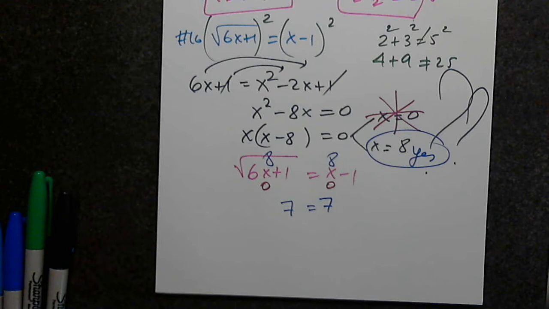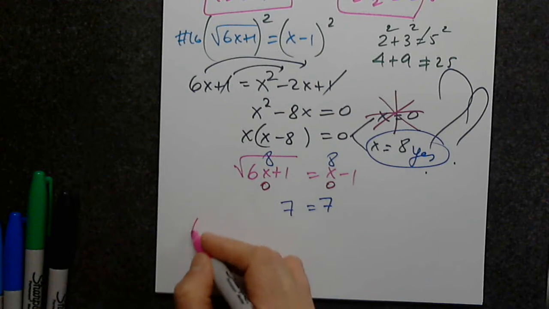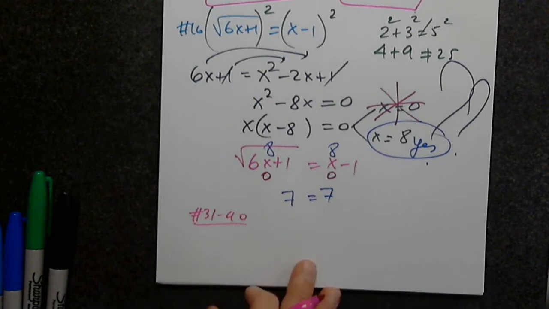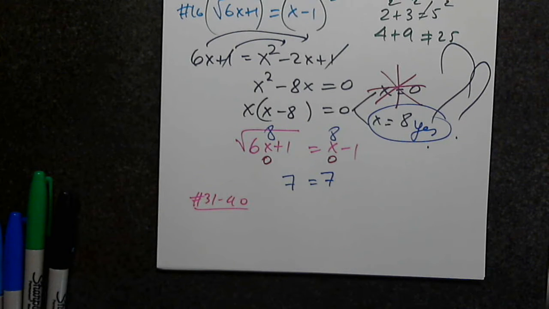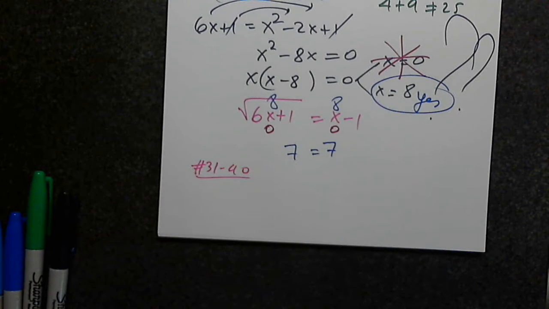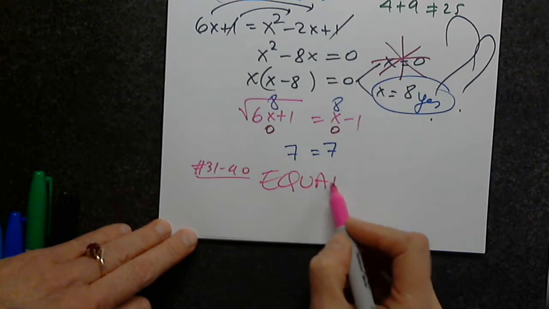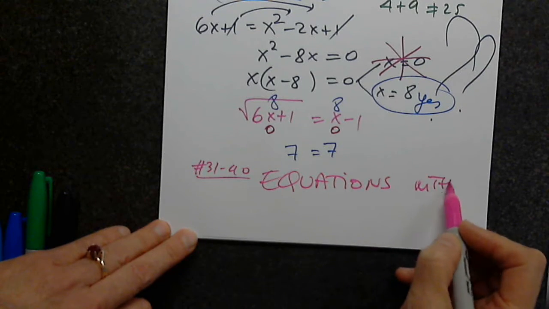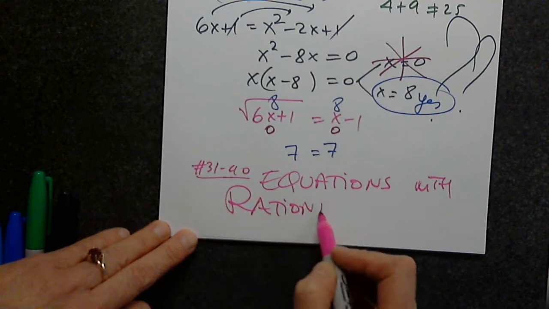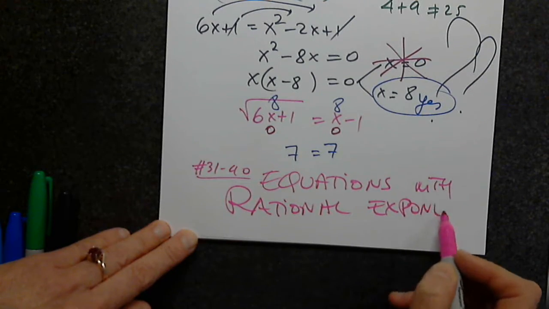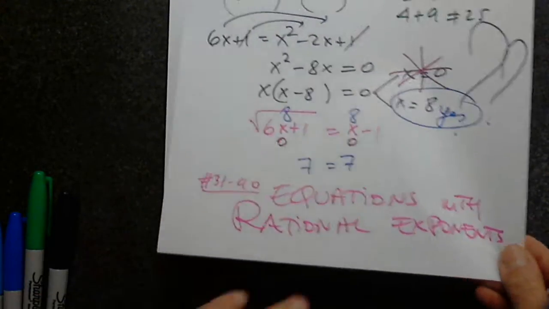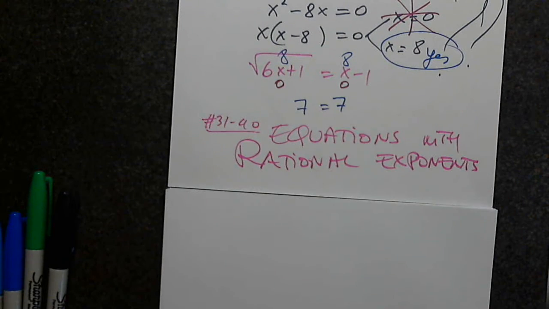Okay, the next type is problems 31 through 40. I don't have a name for this equation. They call it equations with rational exponents. Let's call it that. Equations with rational exponents.